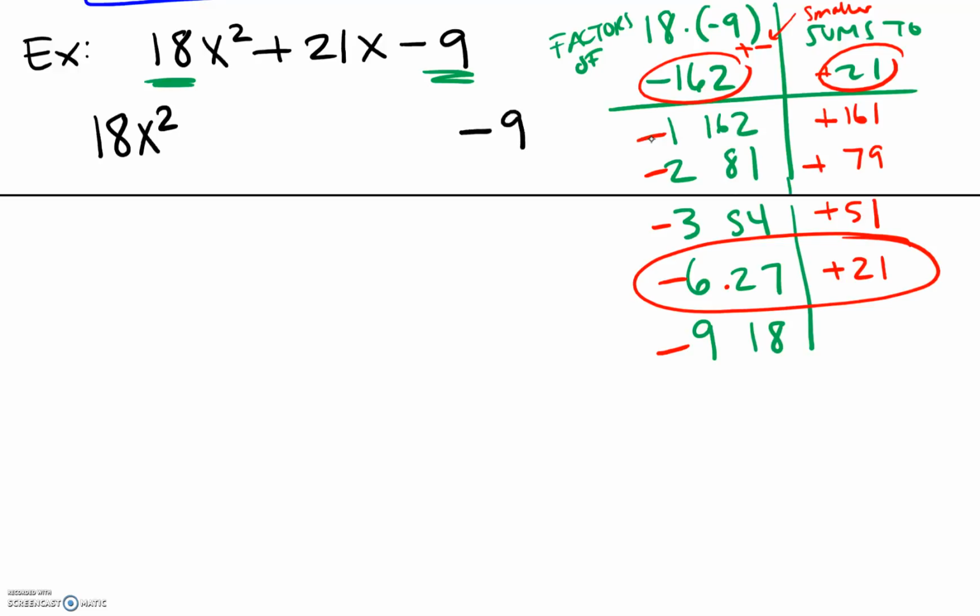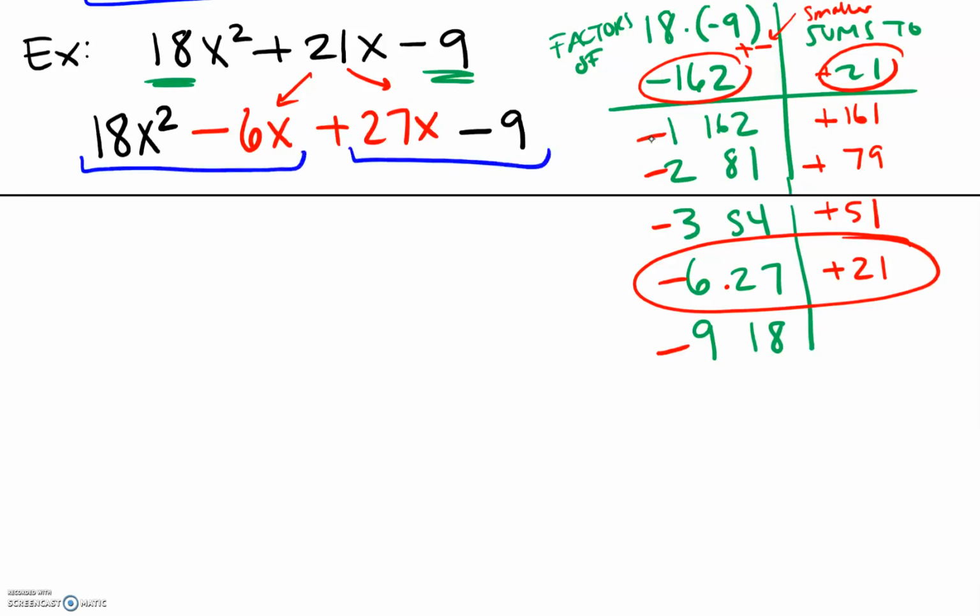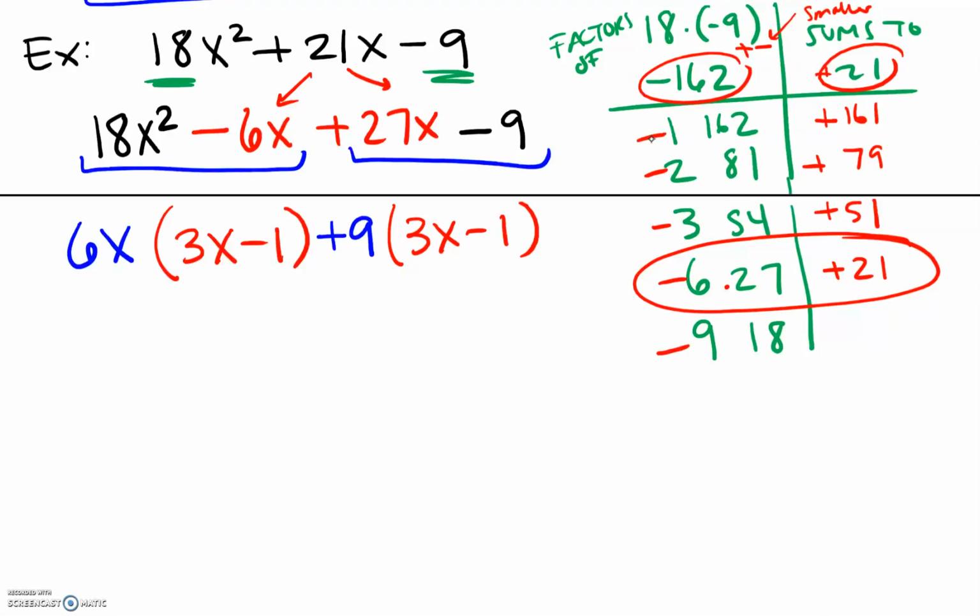18x squared and 9 stay exactly the same. We're just going to split up the middle term. All right, so 21x is just getting split into 2 pieces. And then we're going to do our factoring by grouping. So out of the first terms, it looks like we can pull a 6x out, leaving us with a 3x minus 1. And in the last 2 terms, we can pull out a 9, leaving us with a 3x minus 1, which gives us 6x plus 9 times 3x minus 1.